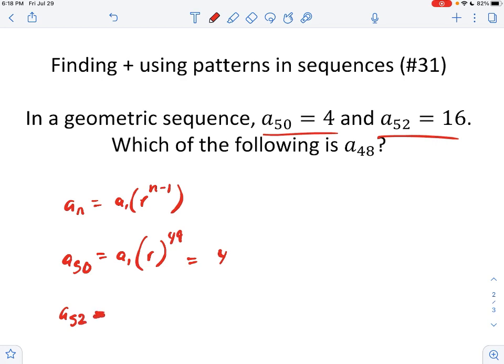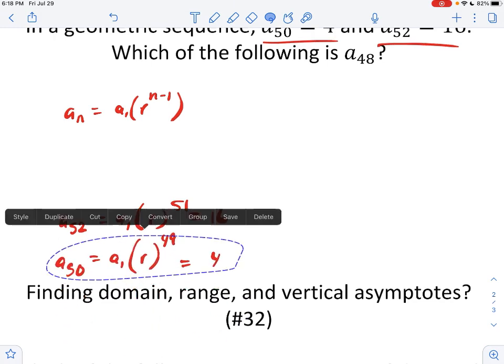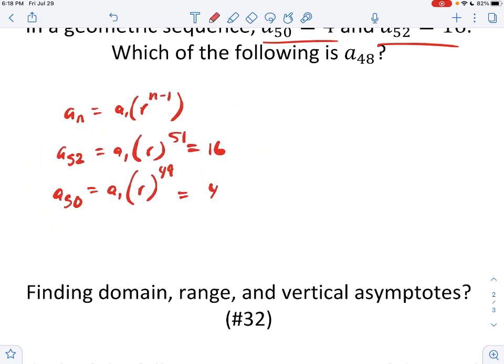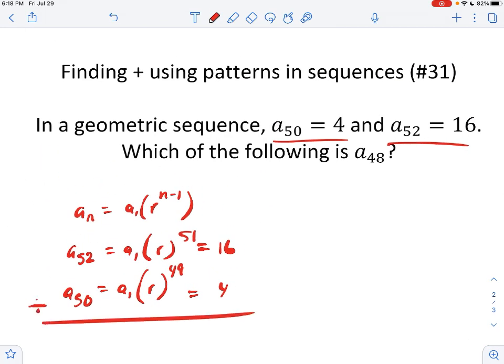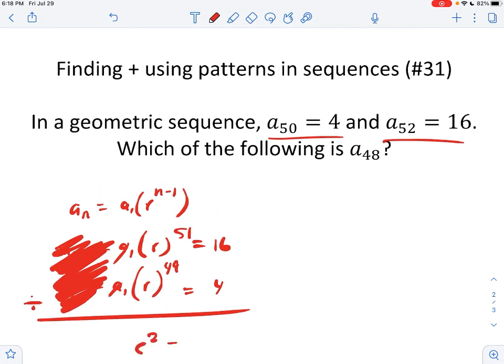A52 is equal to A1 times R to the n minus 1, which is 51. That's equal to 16. What I'm going to do is let's move this down here. I'm going to actually divide the second equation by the first. So just ignore this right here, because I have my equal sign on the other side. So the A1s will cancel out. So we get R to the second is equal to 4. And that gives you your common ratio.